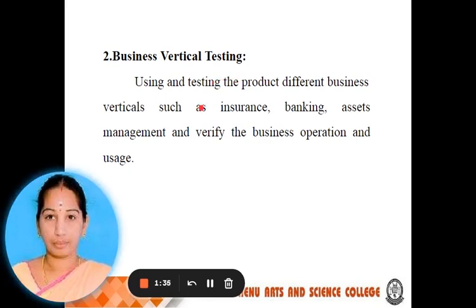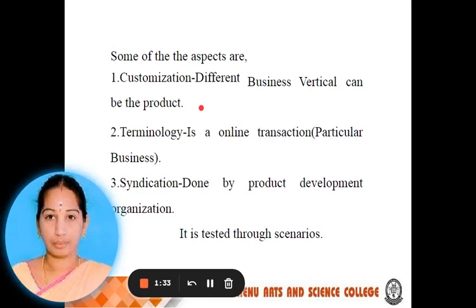And then it carries out some important aspects: customization, terminology, and syndication. What does customization mean? In different business verticals, to carry out the process. So customization means modifying a particular task. So that is what we call customization. And the next one is terminology.